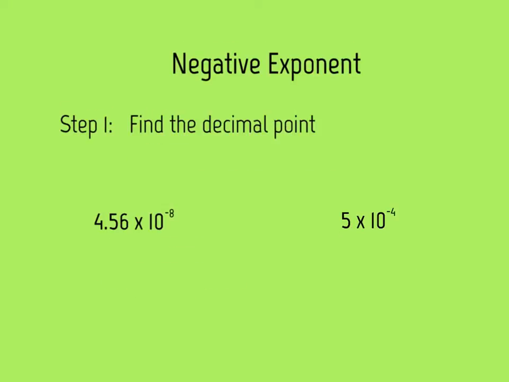If you have a negative exponent on your scientific notation, it's going to work very much the same as a positive. The only change is going to be the direction we go in. So step 1 is still going to be to find the decimal point. On this one, I have it right here. Again, I have a 5, no decimal point, so just mark yourself a decimal point there to the right of your whole number.